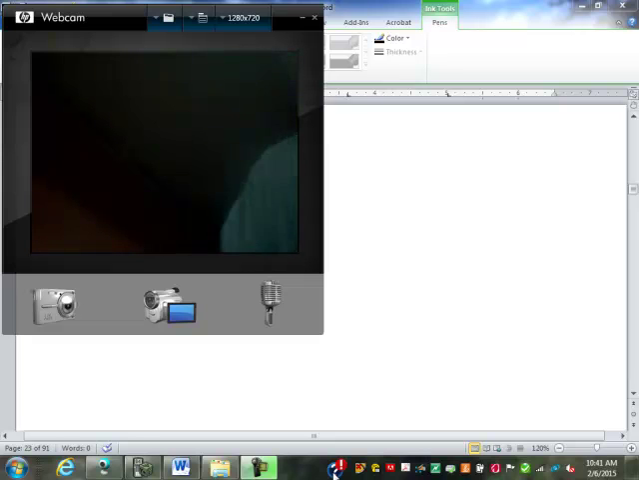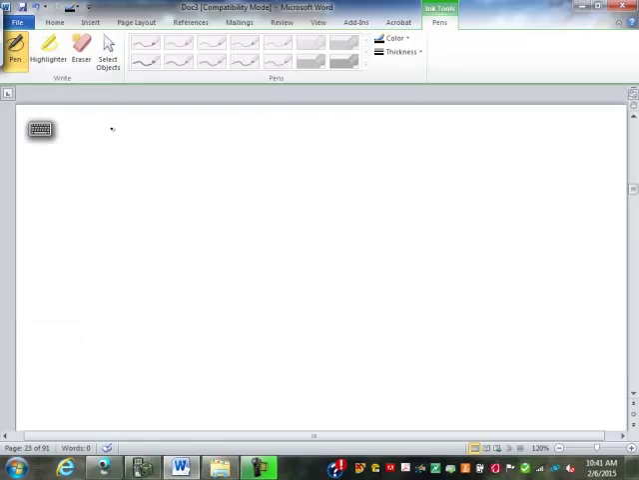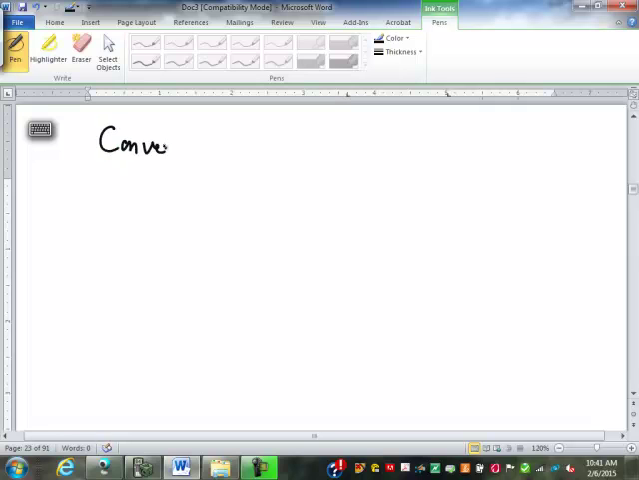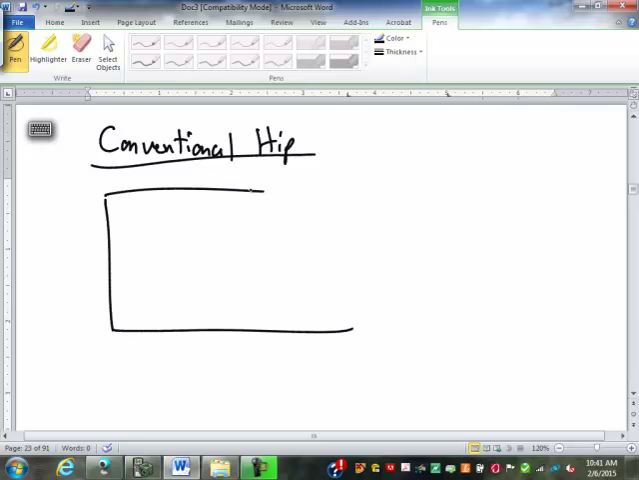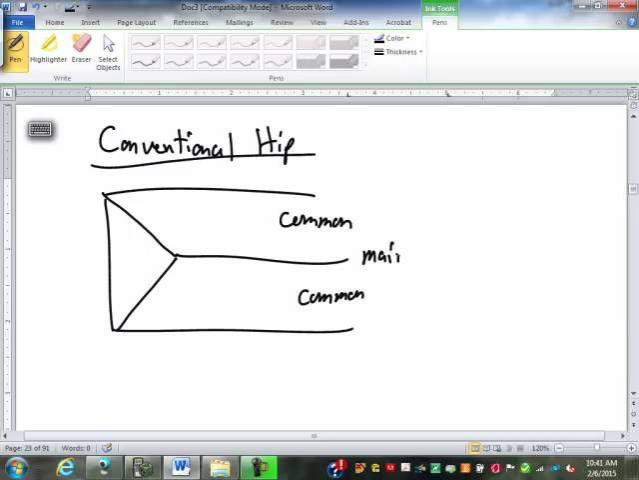We're going to start out with what is called the conventional case, or a conventional hip, which is what you guys did in the shop. A conventional hip, if you're looking at it from above, this is the common portion of the roof, or the main roof portion, and this over here is the hip roof portion. In the conventional case, they both have the same slope.